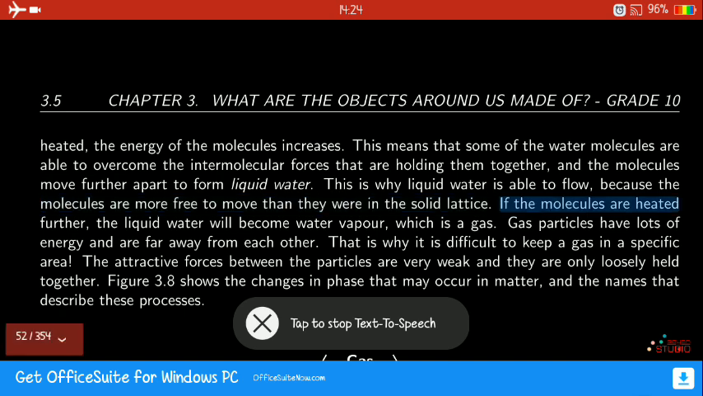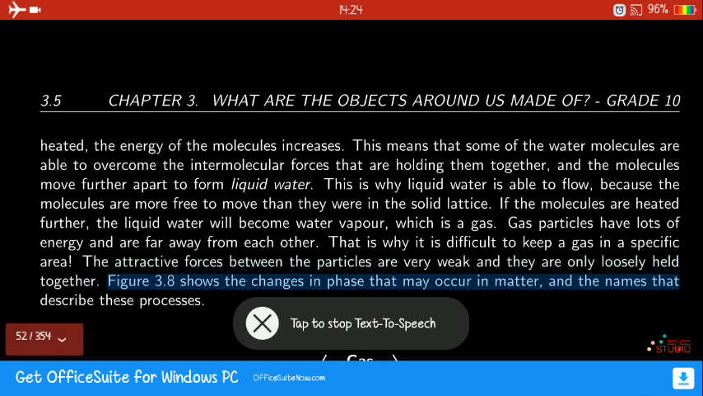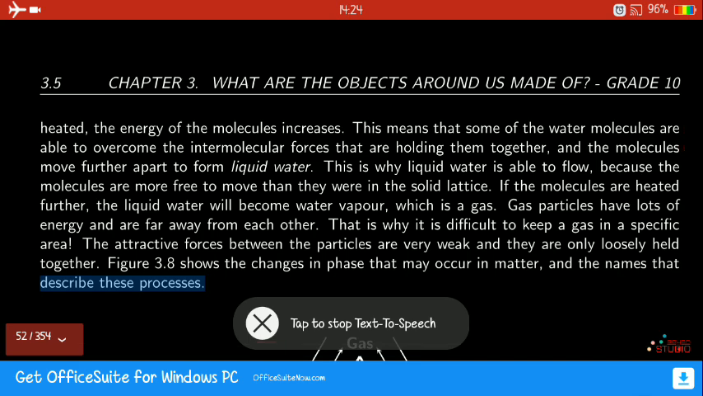If the molecules are heated further, the liquid water will become water vapor, which is a gas. Gas particles have lots of energy and are far away from each other. That is why it is difficult to keep a gas in a specific area. The attractive forces between the particles are very weak and they are only loosely held together. Figure 3.8 shows the changes in phase that may occur in matter and the names that describe these processes.